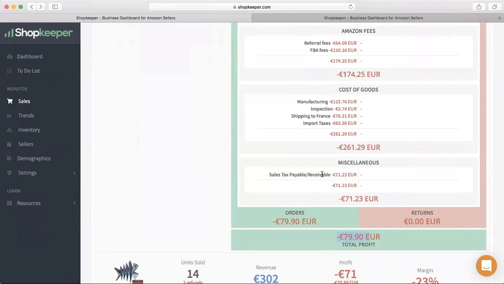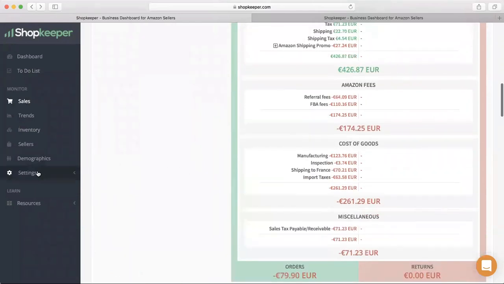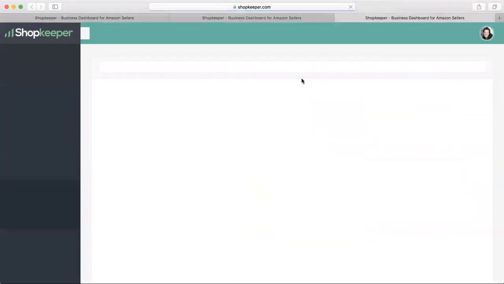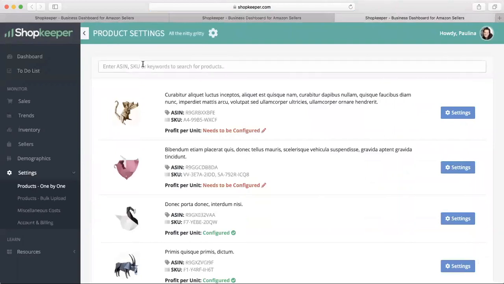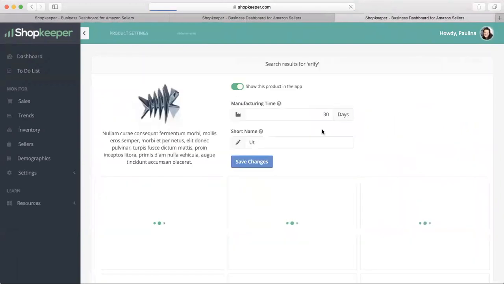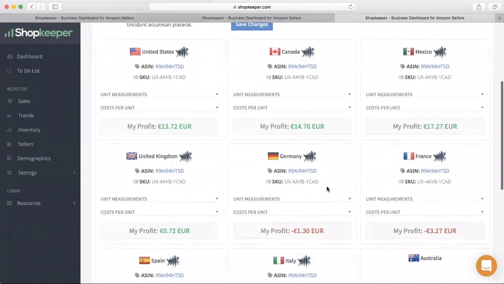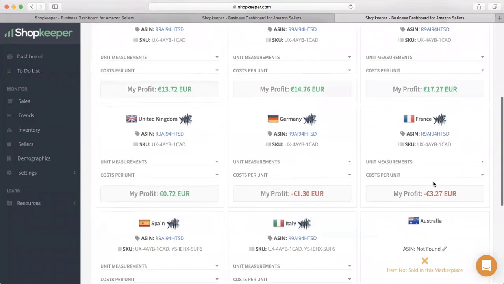So this amount is so similar to what you're losing. It's very likely that you just forgot to take that VAT into account when you were working on your settings for each product and deciding the price. So you could go to product settings to double check that. And normally in product settings, you can see profit that is set for each country. You see that in the United States, you are making money. In Canada, for one sale, you're getting 14 euros. But right away, you see that in France, you are in fact losing 3 euros on every sale.